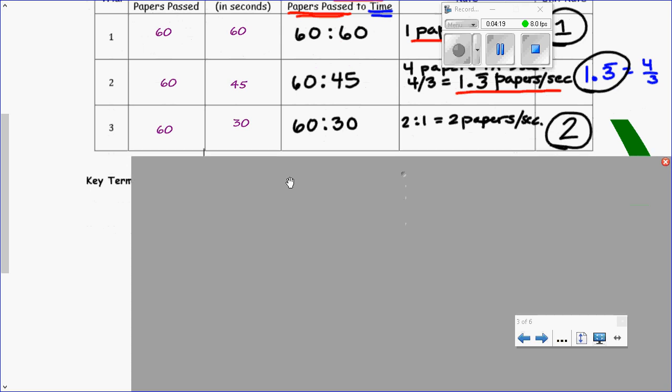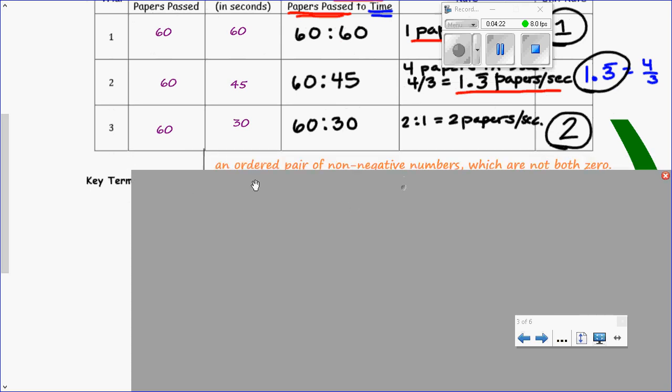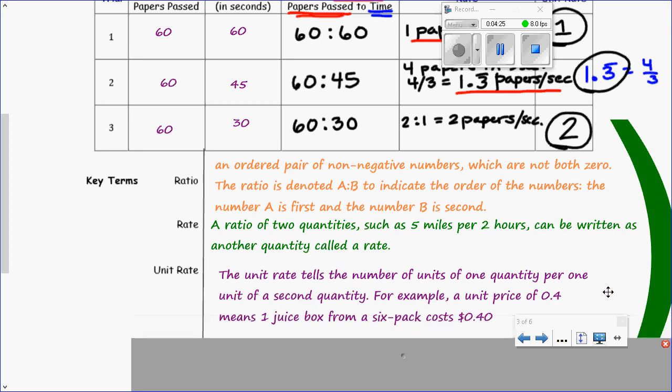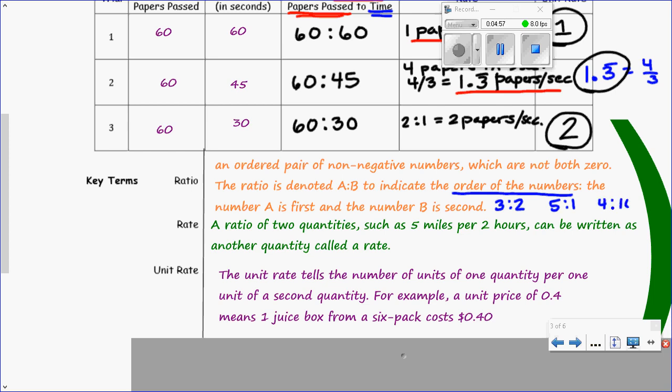We're now going to talk real quick about some of the key terms that we're going to see. You're going to want to pause this and copy these down. A ratio, which I have here in orange, is an ordered pair of non-negative numbers which are both not 0. Basically it's 2 positive numbers. The ratio is identified as A to B to indicate the order of the numbers. The number A is first and the number B is second. Of course A and B aren't numbers, but they stand for them. It could look like 3 to 2, 5 to 1, or 4 to 10. They can be reduced ratios or not.